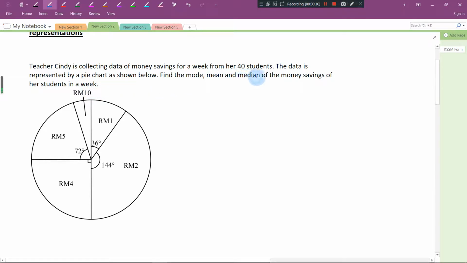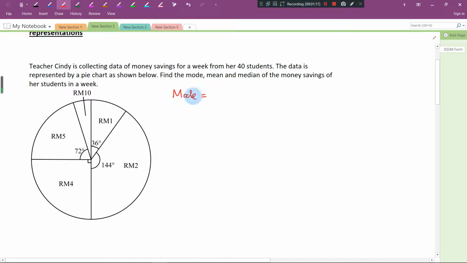So when we talk about median, we have to be more careful. Before we determine the median, make sure that we arrange the data nicely in ascending order or descending order. In this case, you will notice that all the data here are already arranged nicely for us: 1 ringgit, 2 ringgit, 4 ringgit, 5 ringgit, and 10 ringgit. So these data are already arranged in ascending order, from the smallest to the largest. So it will be easier for us to determine the median later. Okay, now let's find the mode first.